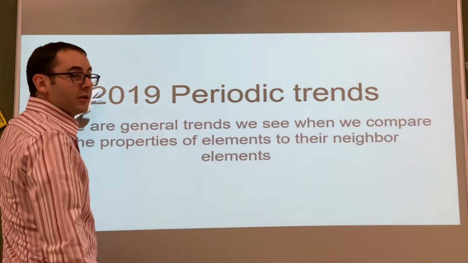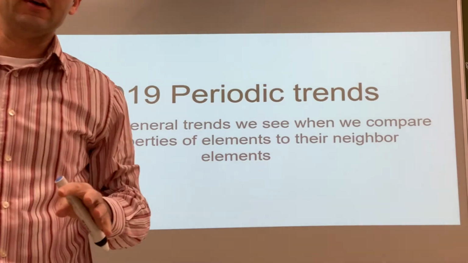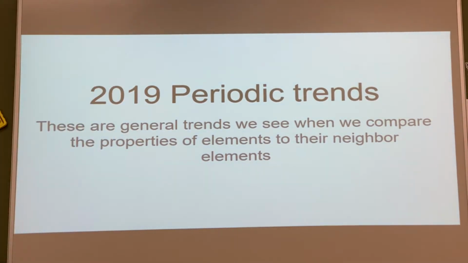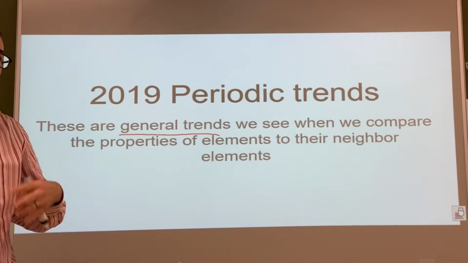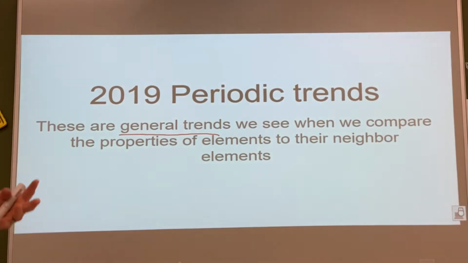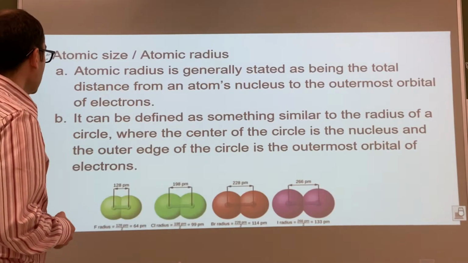All right, so this topic of periodic trends is why everything works the way it does in the periodic table. After you understand this concept, you'll be able to predict things by just looking at the periodic table. You'll be able to tell how things work. It's a really interesting chapter. They're general trends, which means that we're going to go over some stuff and it's not always true, but generally it happens this way.